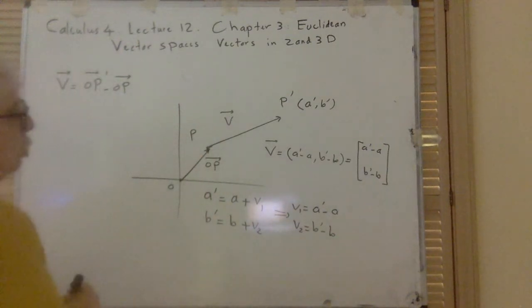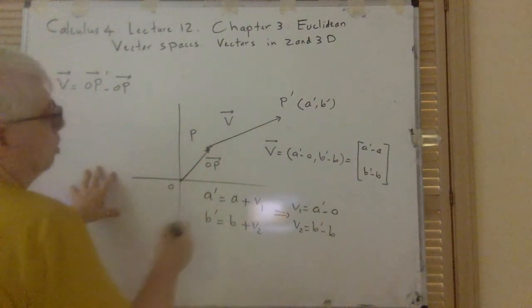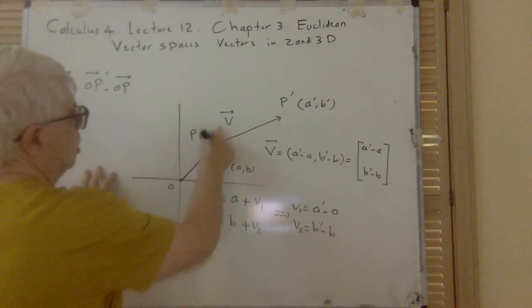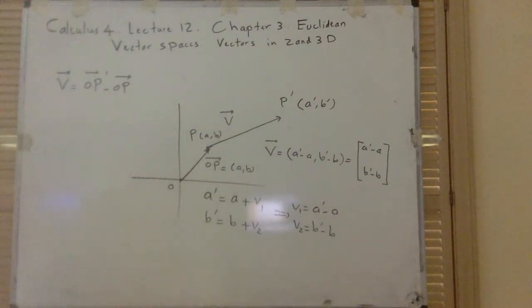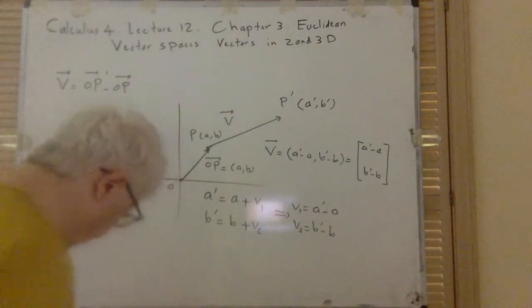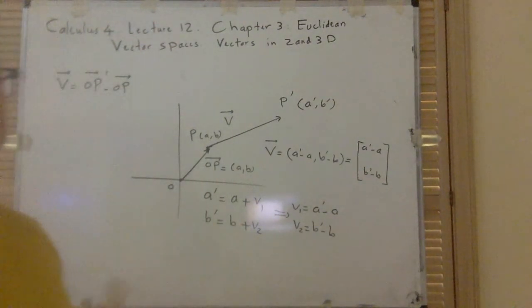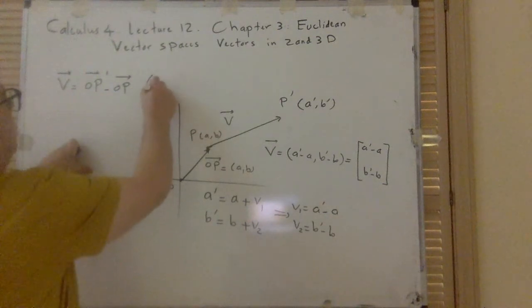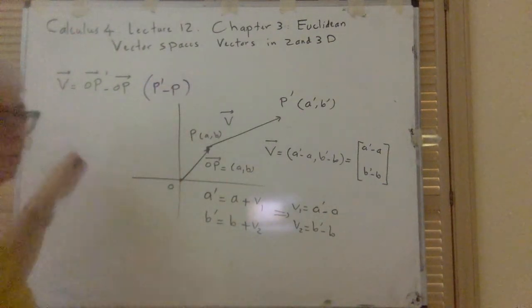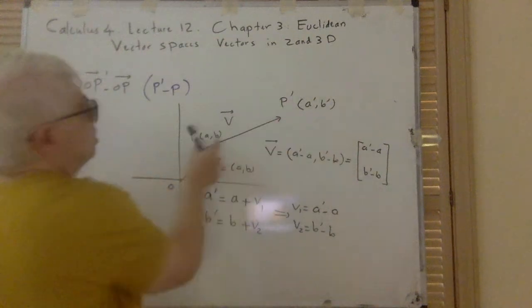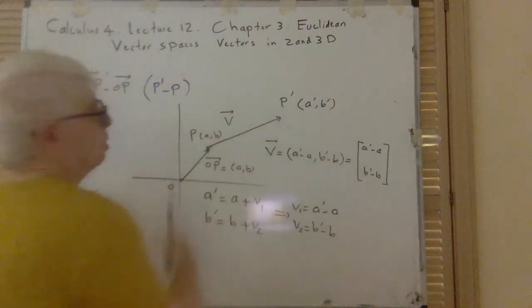So OP as a vector and P as a point have the same coordinates. So OP is in fact AB, and P is also AB. Right? So that is OP prime. And sometimes I have seen that students prefer another notation which makes more sense to them, and they just write P prime minus P. It makes sense because P prime for us is this thing, and P is this thing, so this one minus this one.